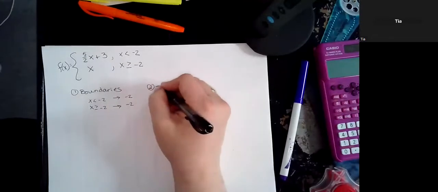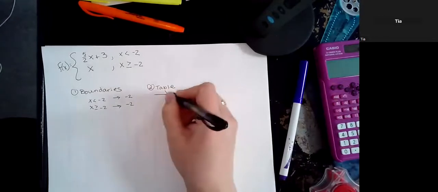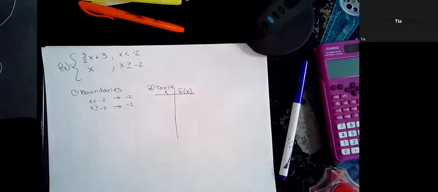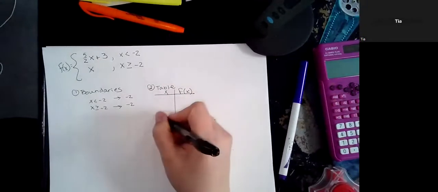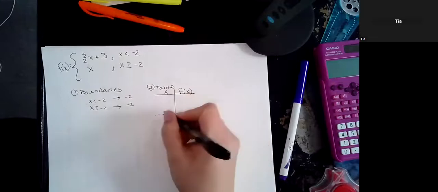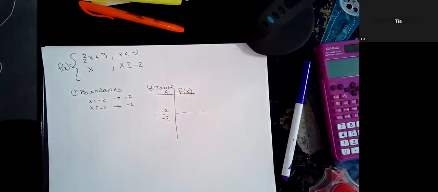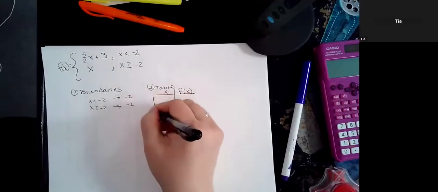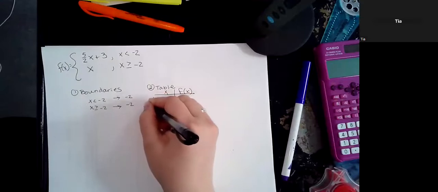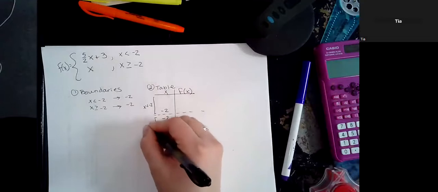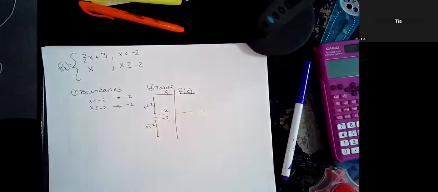Looking at our table, inputs on the left, outputs on the right. I only have one boundary at -2. But this section is for any number less than -2. This section is for any number greater than or equal to -2.